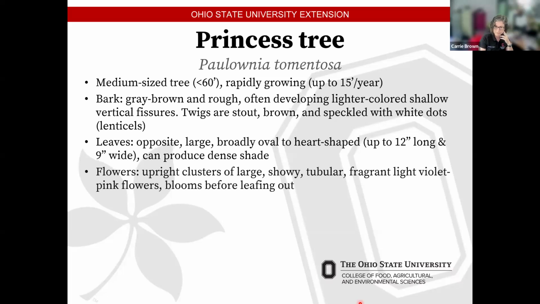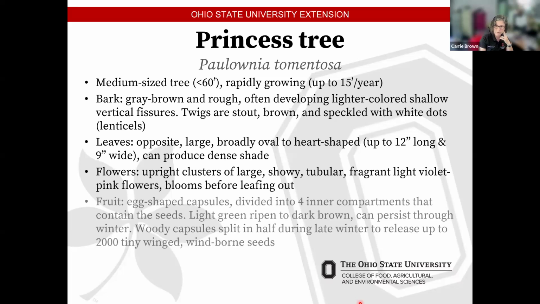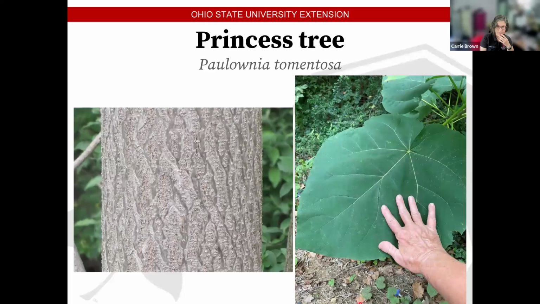They have very showy flowers. So they're tubular, they're fragrant, and they tend to bloom before they leaf out. And they can produce a ridiculous amount of seed. So it produces these woody capsules with tiny little winged seeds, up to 2,000 per capsule.